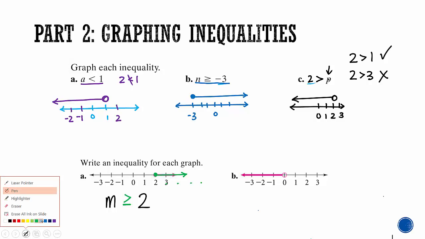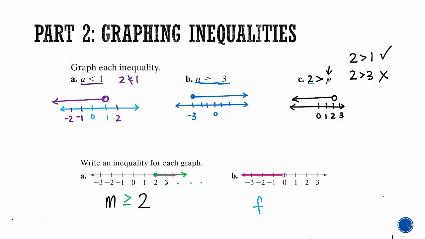Do the same thing for the next one. Come up with a letter. Let's say F. And then your number is 0. And then figure out what symbol you need. It's an open circle this time, so that means it won't have an equal sign underneath it. And where 0 is, we're picking all the numbers that are smaller than 0. So we want a less than symbol.